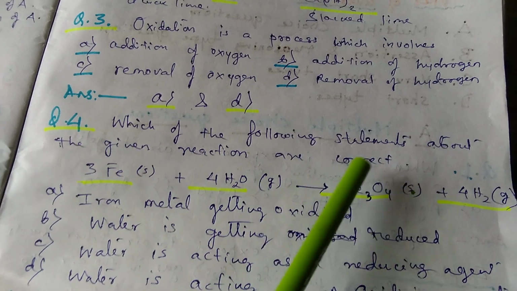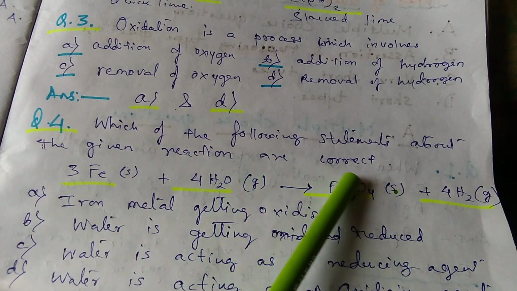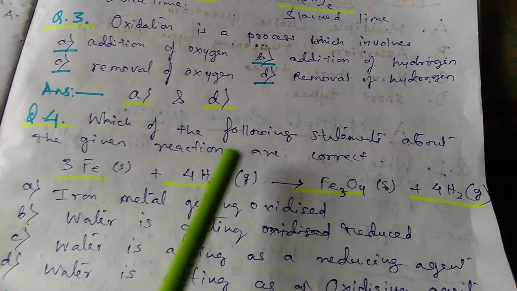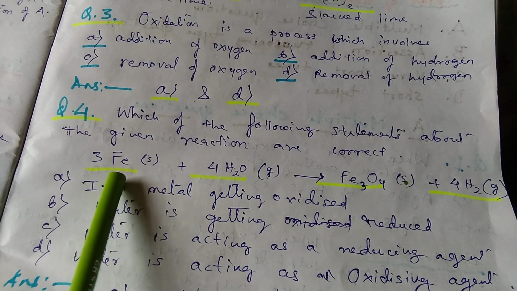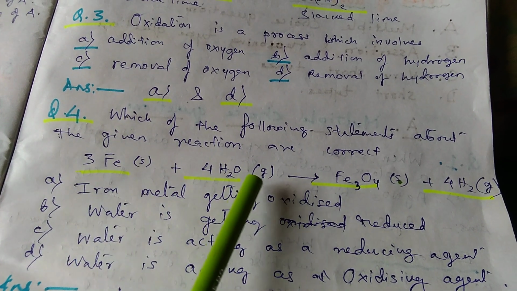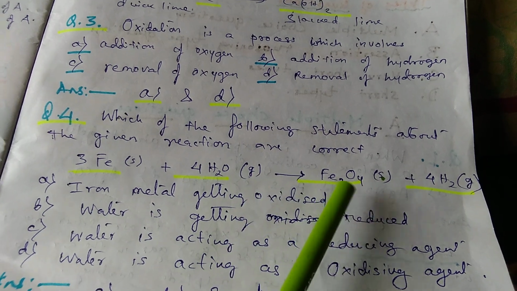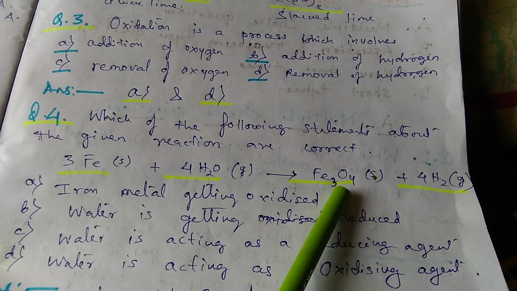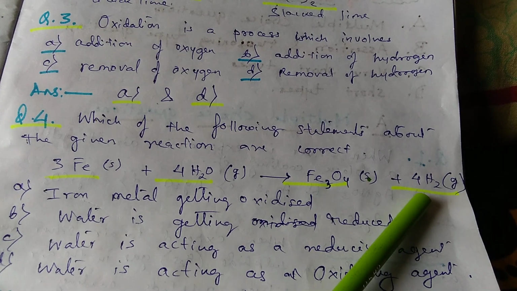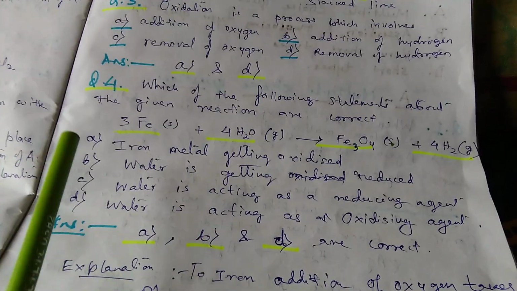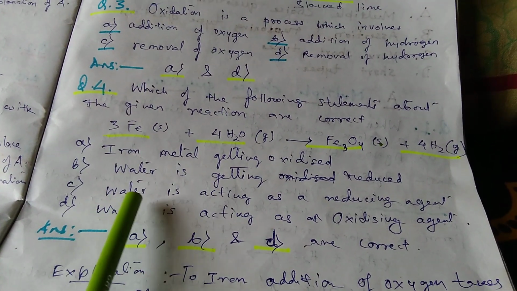Which of the following statements about the given reaction are correct? Okay, the reaction is here: iron Fe solid reacts with H2O gaseous, that means steam, to form Fe3O4, iron oxide, and hydrogen gas. Okay, so here 4 statements are given.